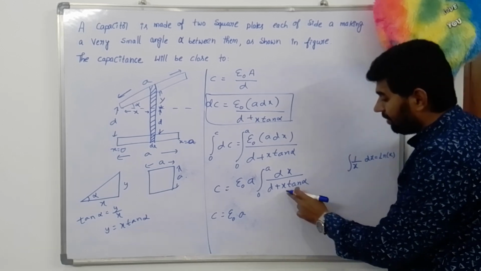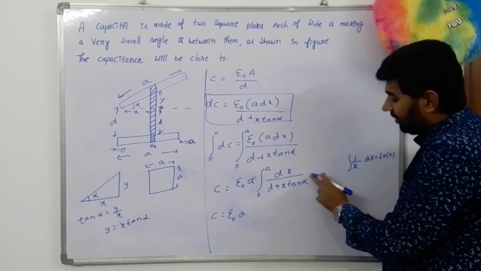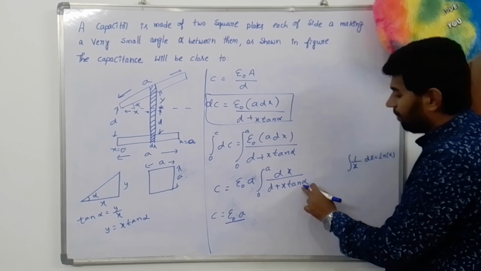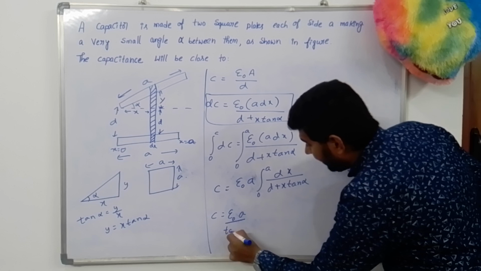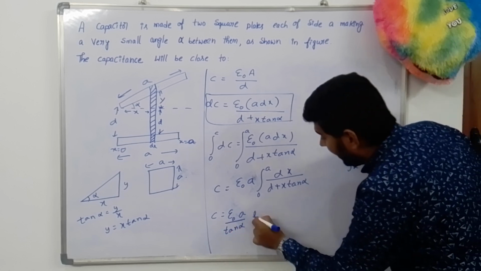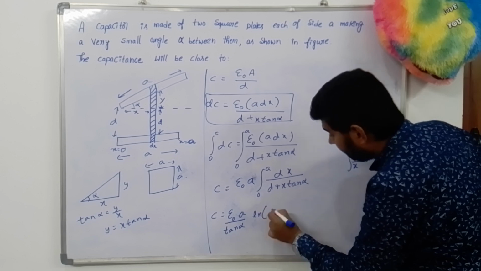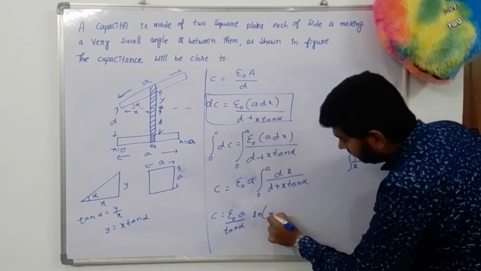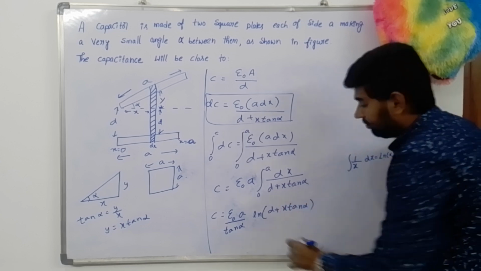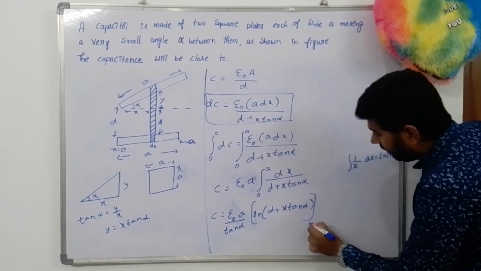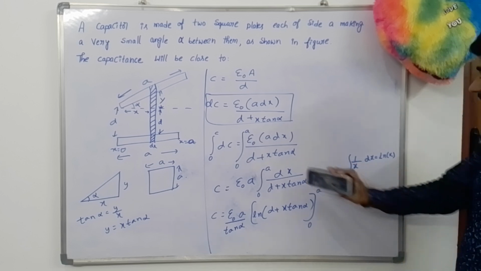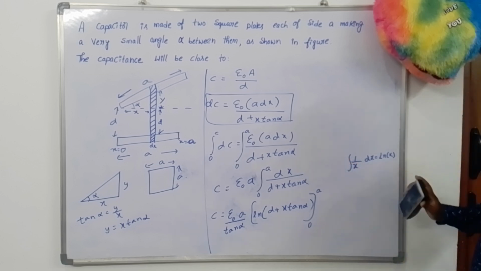This equation becomes, here x is multiplied with tan alpha, so C becomes epsilon naught a, and since x is multiplied with tan alpha, here I will write 1 by tan alpha multiplied with ln of, what is the x here? d plus x tan alpha. I have to apply the limits here, 0 to a. Here we can utilize the formula integral 1 by x dx is equal to ln of x.